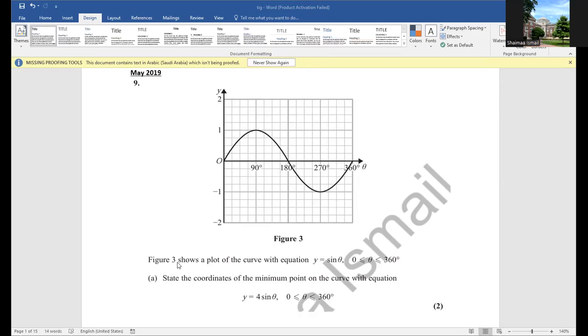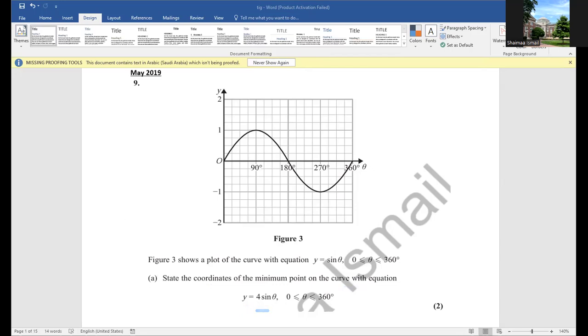Let's see this. Here we have a figure, and it's clear that this is a drawing of the sine. Figure 3 shows a plot of the curve with equation y equals sine theta, and theta is between 0 and 360. State the coordinates of the minimum point on the curve with equation y equals 4 sine theta.